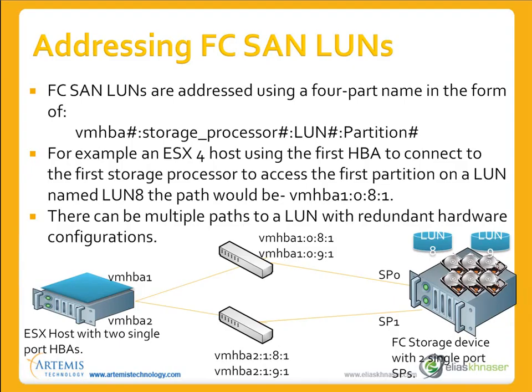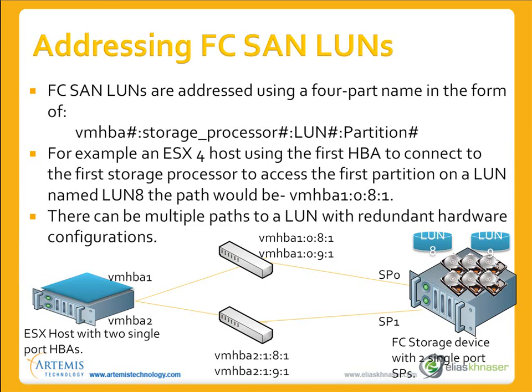Now when addressing Fibre Channel SAN LUNs, the name formatting is a 4-part name as follows. It starts off with the HBA, the device that's being used. So for example, every HBA device is going to have a number. It's going to be preceded by VM HBA and then the number, whether it's 0, 1, 2, 3, 4, whatever it is. Then the storage processor number is going to follow. So that's the route it's going to take in order to access the LUN or the partition. Next comes the destination LUN number, and after that is followed by the partition number.